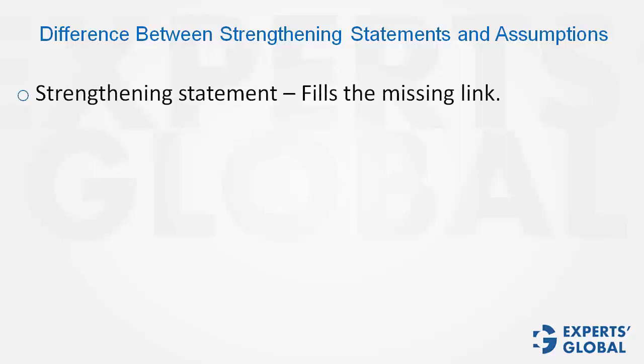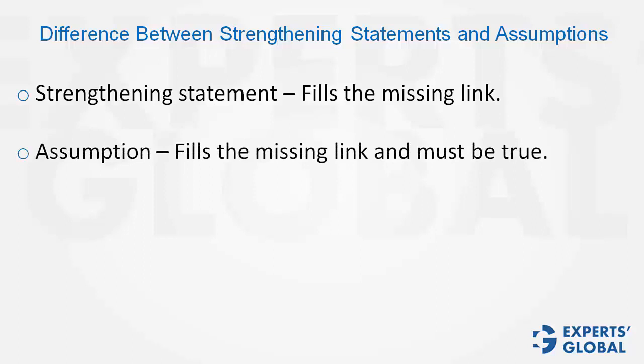Now, strengthening statements are those which simply fill the missing link and thereby strengthen the argument. Assumptions also fill the missing link. However, they have to be necessarily true for the argument to hold. So, assumptions are a subset of strengthening statements. Strengthening statements simply fill the missing link. Assumptions also fill the missing link, but assumptions have to be true for the arguments to hold.